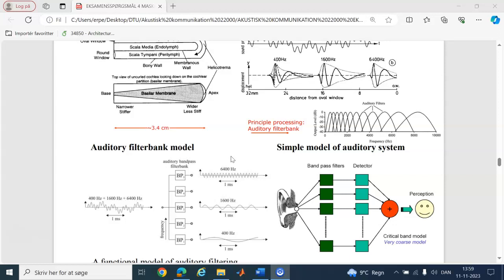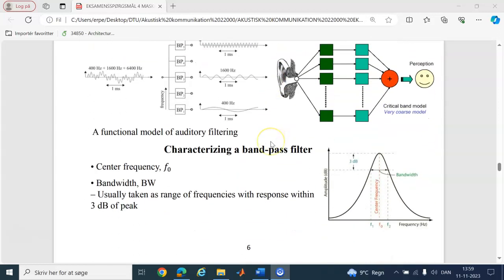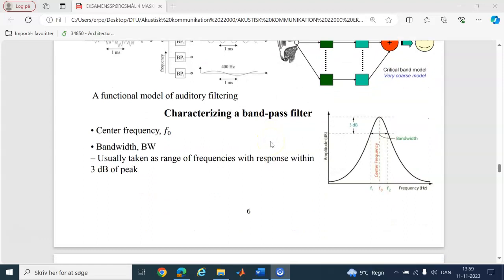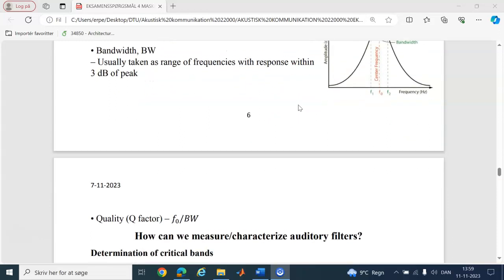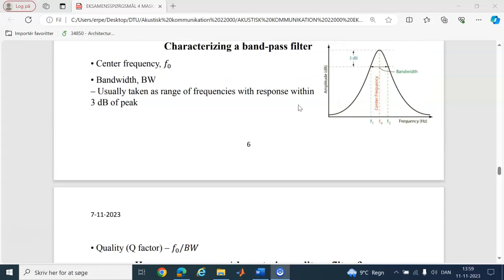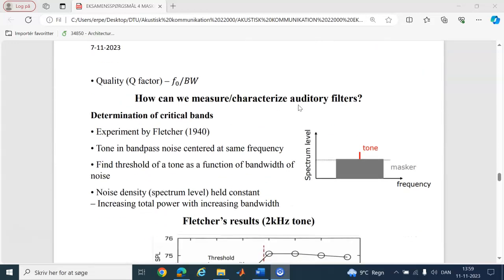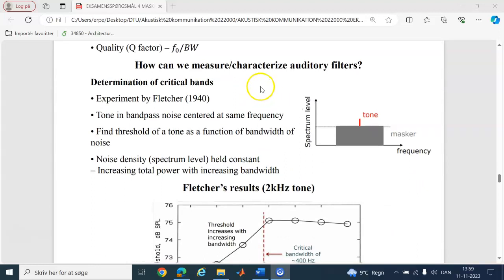So the basilar membrane creates frequency selectivity, and to those belong some auditory filters. I can explain it better. Characterizing a bandpass filter, you have a center frequency F0 and a bandwidth. You usually take the range of frequencies with response within 3 dB of the peak. The quality factor is F0 divided by the bandwidth. And how can you measure and characterize auditory filters?